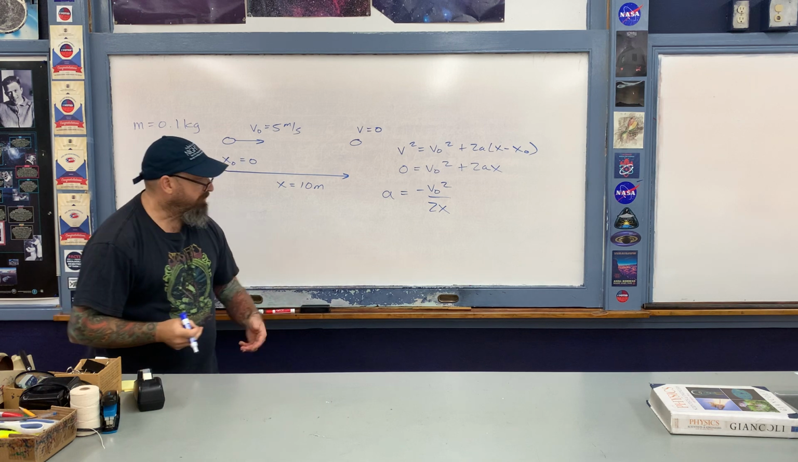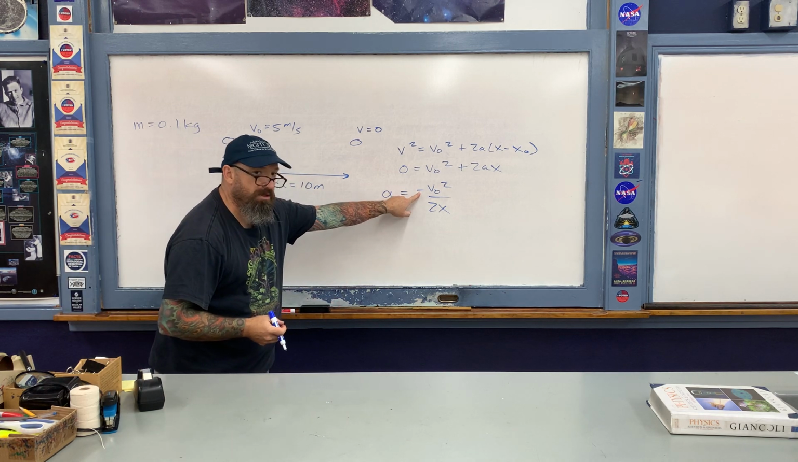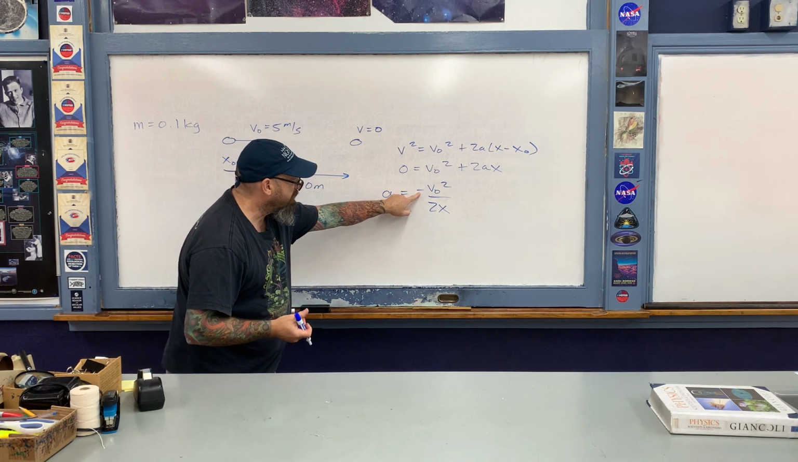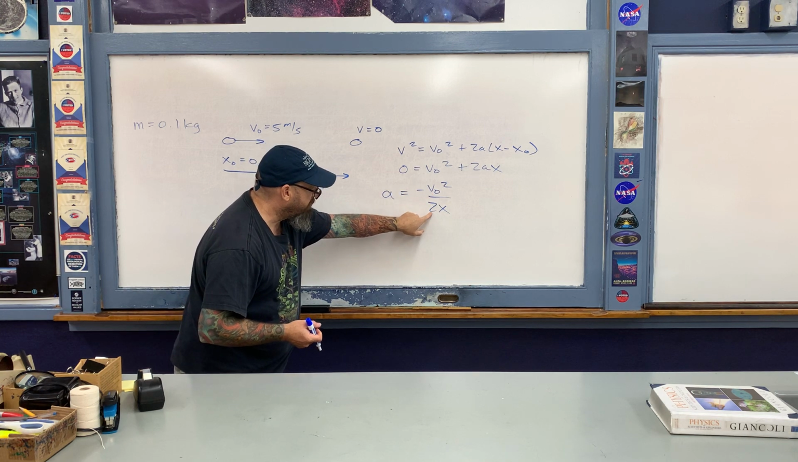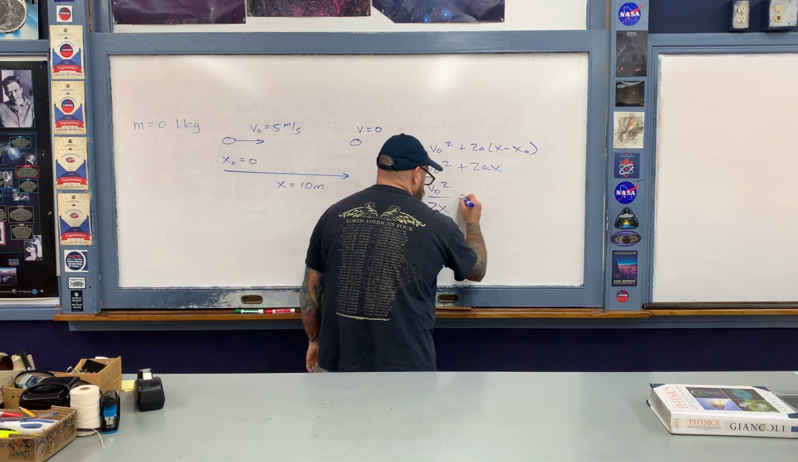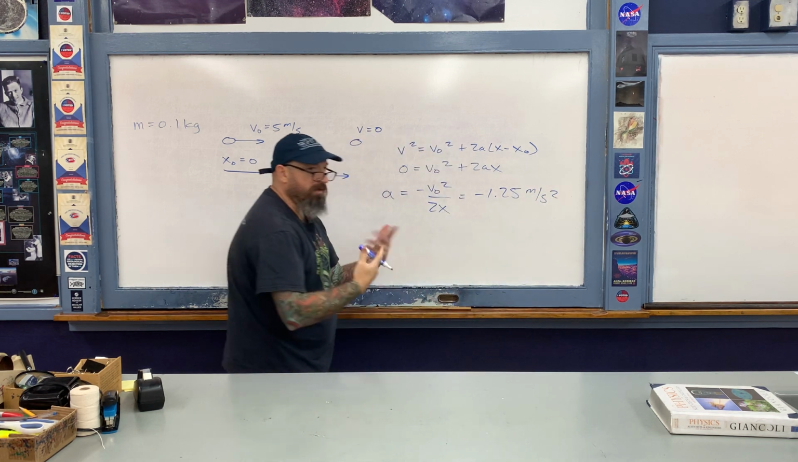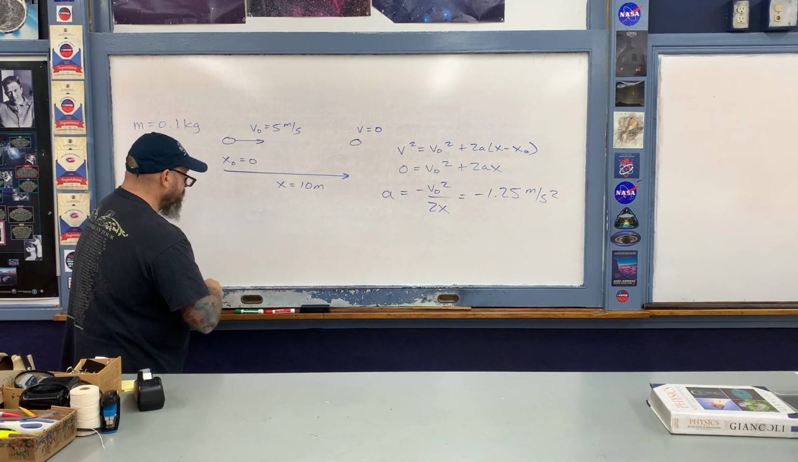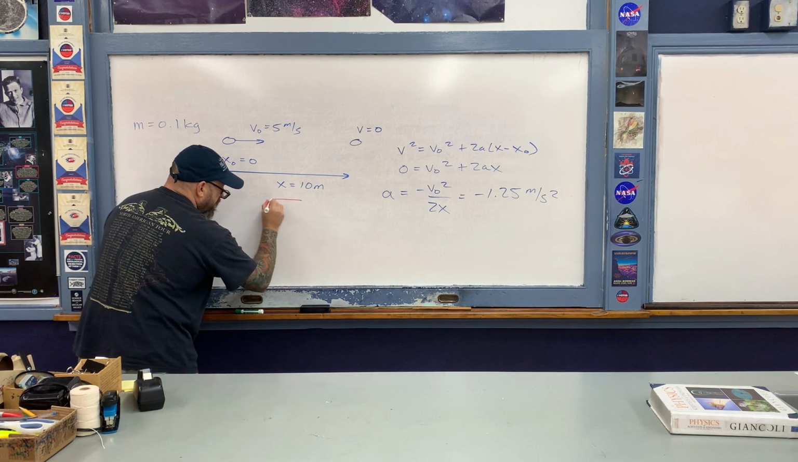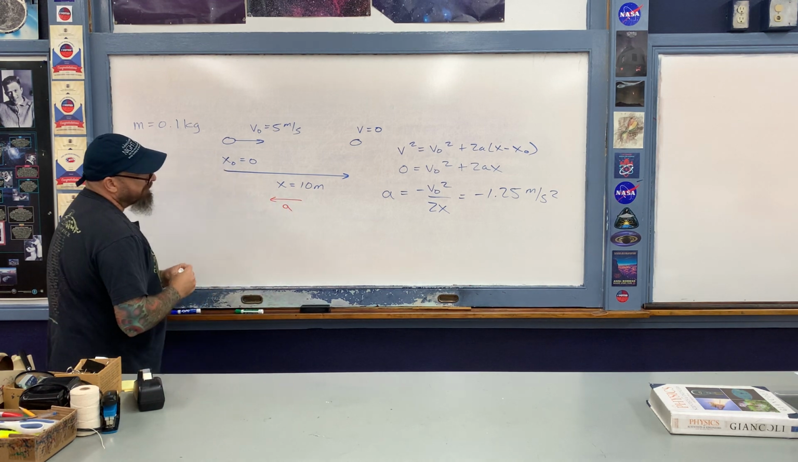And now we just plug in the numbers. So we're going to have here negative, and that then means, once again, that the acceleration vector points to the left. 5 squared divided by 2 times 10. This ends up being negative 1.25 meters per second squared, just like it was in the earlier version of this example. Okay, the acceleration vector then points to the left-hand side like so.